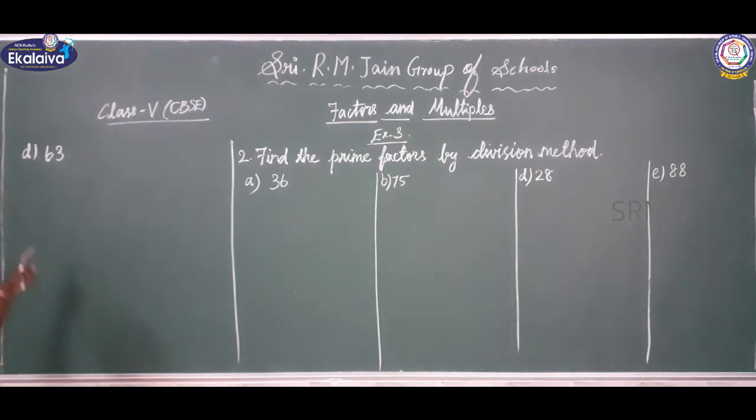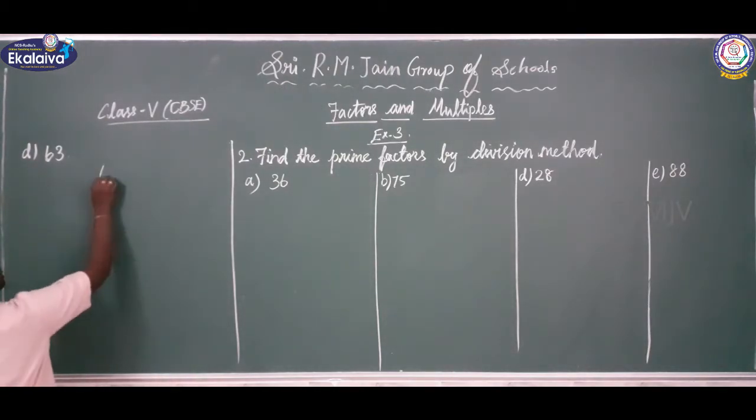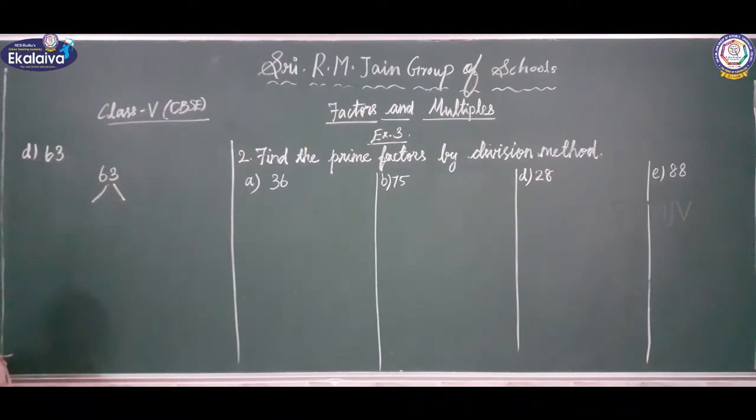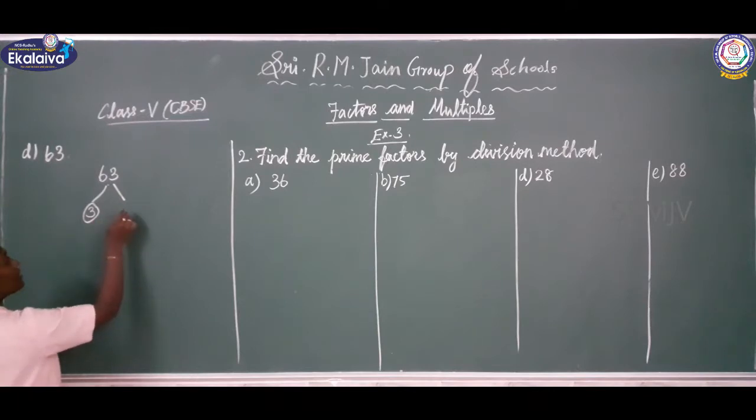The next number is 63. Here 63 is an odd number. So first we have to find the smallest prime factor of 63. That is 3. 3 is the smallest prime factor for 63. In the 3 table, 21 times 3, 21 threes are 63.